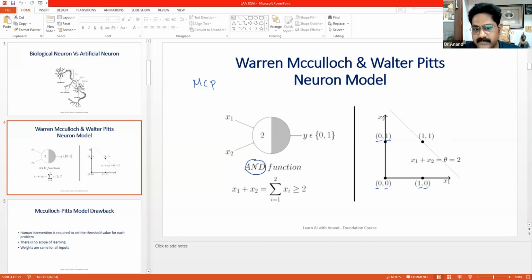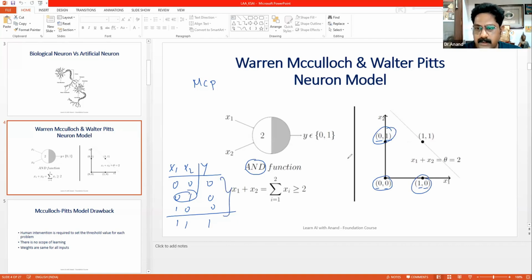That is why they selected two popular logics, AND logic and OR logic. We know X1, X2, Y. These are the four combinations, right? Binary 0,0, 0,1, 1,0, 1,1. In the AND logic, only if the two inputs are on is your output on. For all other combinations, your output is 0. So you can notice that 0,0, 0,1 and 1,0 belong to one class, and 1,1 is the pattern.